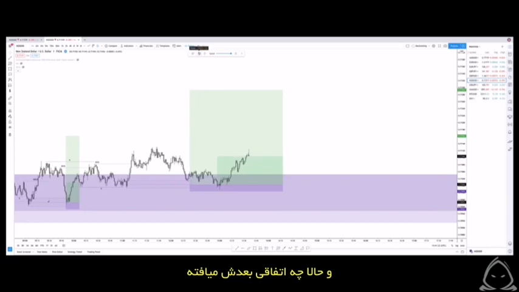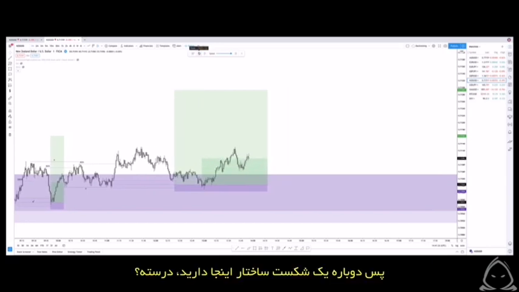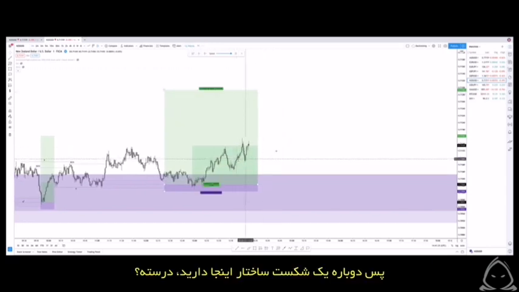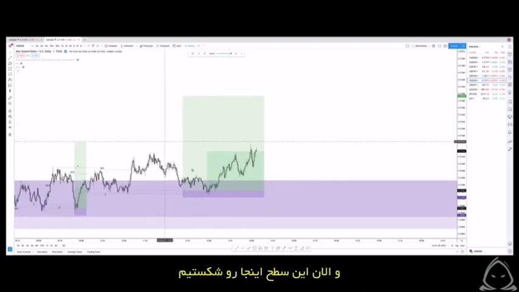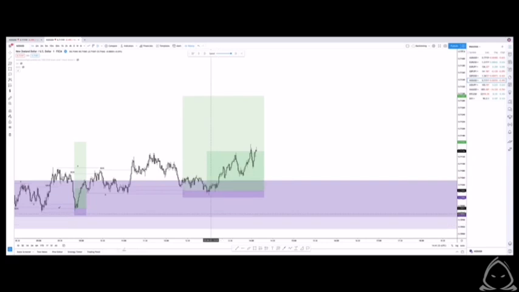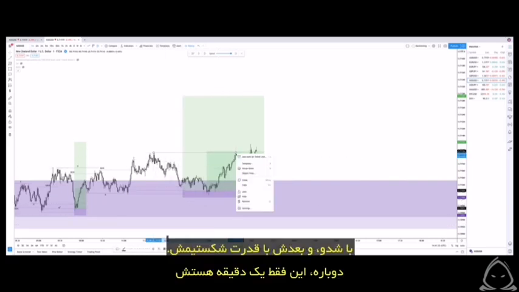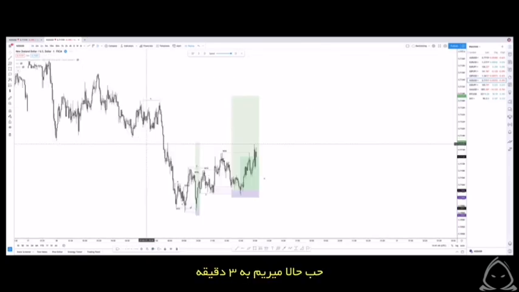And then it's literally about, right, now what happens next? So again, you get a break of structure here, and we have now broken this level here with a wick, and then we break it pretty aggressively. Again, this is only the 1 minute. So drop into the 3 minute now.